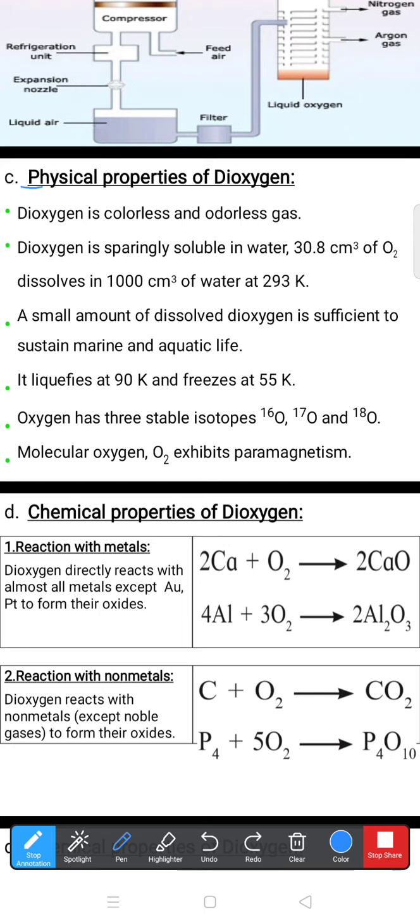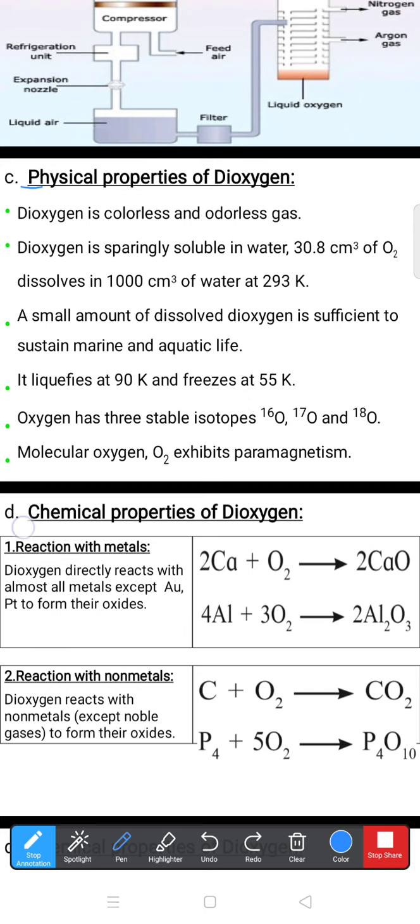It can be liquefied at 90 Kelvin and freezes at 55 Kelvin. Oxygen has three stable isotopes: oxygen 16, oxygen 17, and oxygen 18. So these are the stable isotopes of oxygen. Molecular oxygen O2 exhibits paramagnetism, and paramagnetism you will learn better in the chapter on the nature of the chemical bond.